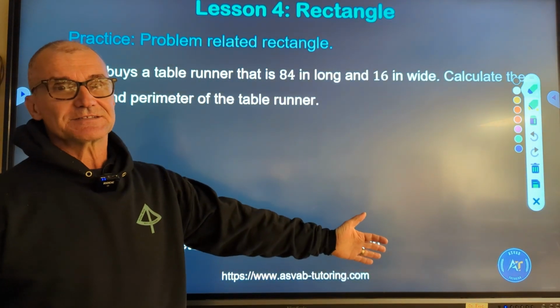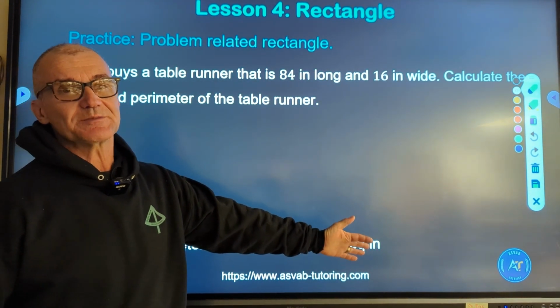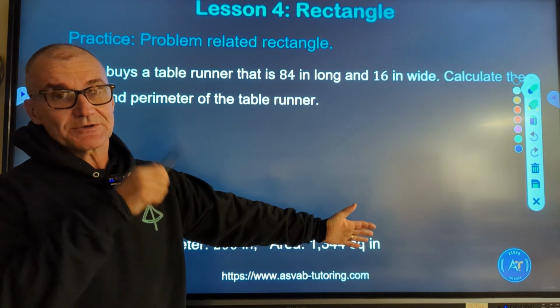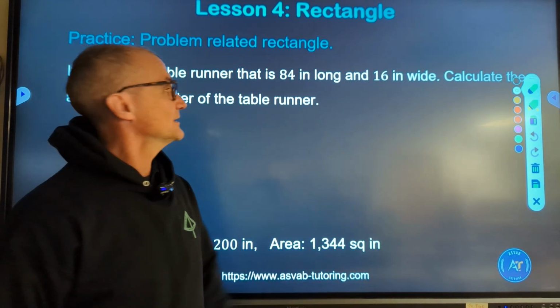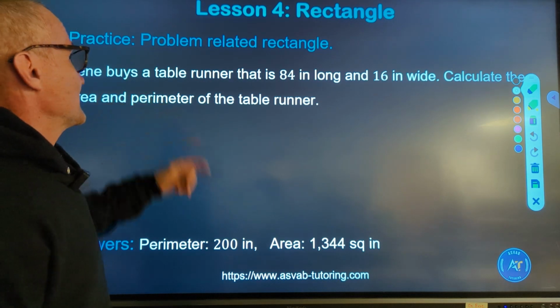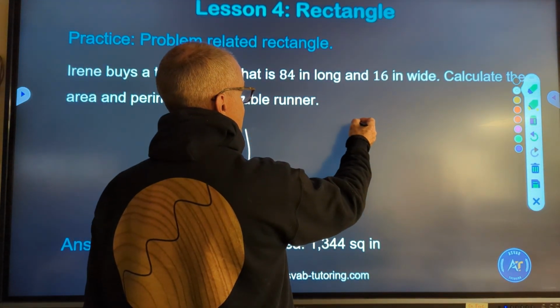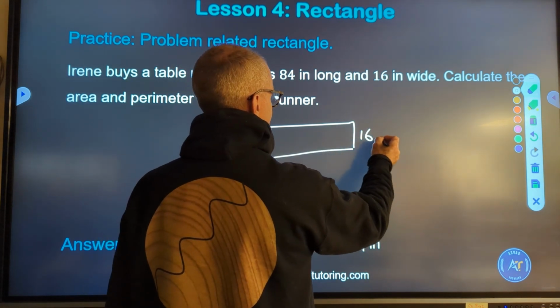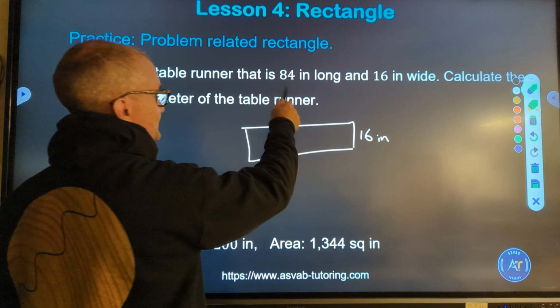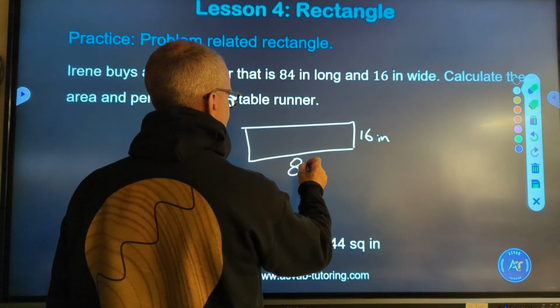All right, here's another sample problem. Pause the video and do this one. It's a word problem. Start by drawing a picture and then reading the question really carefully and then finding the answer. Unpause the video and we'll roll through it. All right, Irene buys a table runner that is 84 inches long and 16 inches wide. So I got 16 inches. I am noting the units because a lot of times they have different units. So I got to make sure I'm in the same category here.